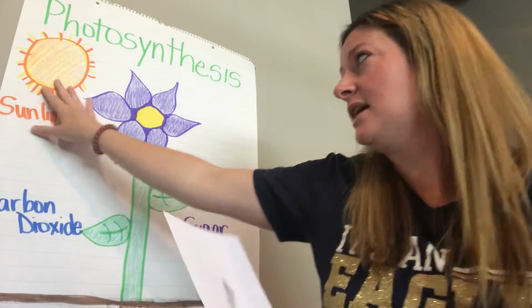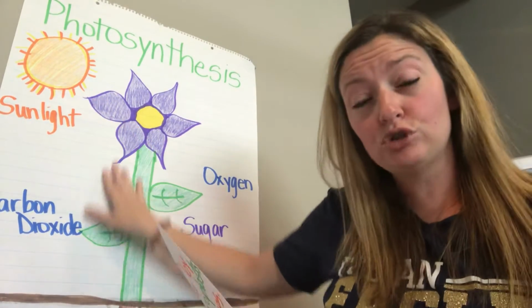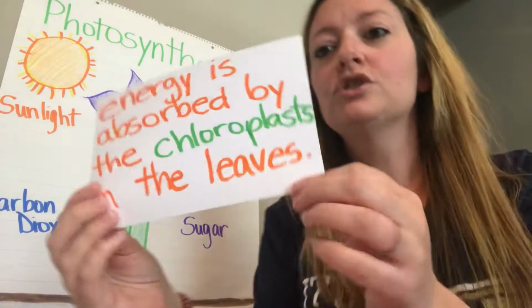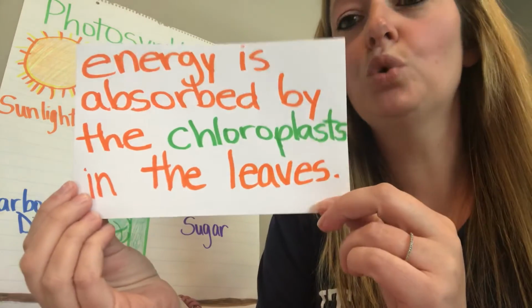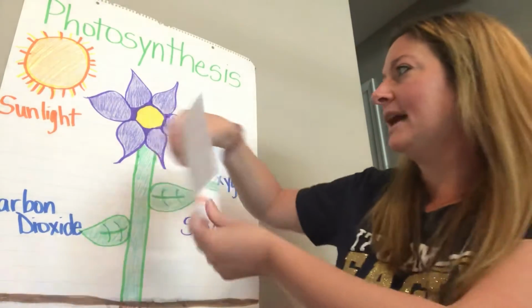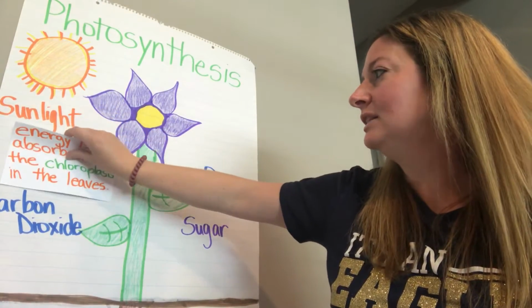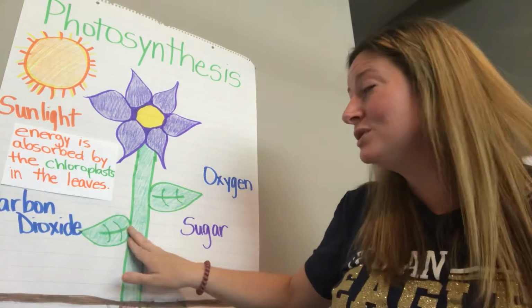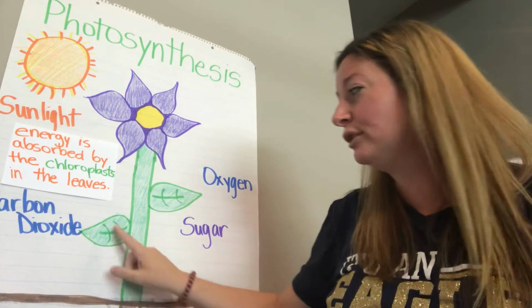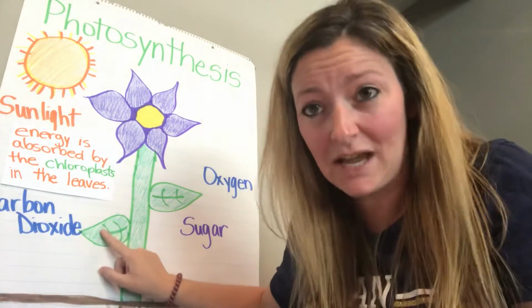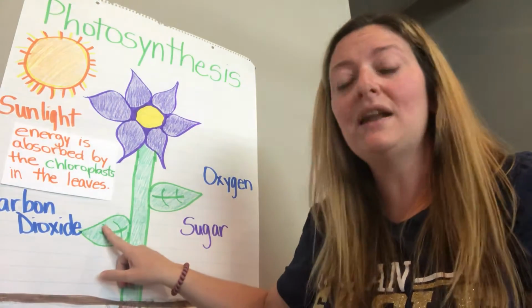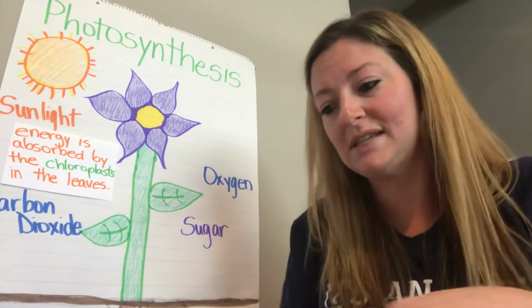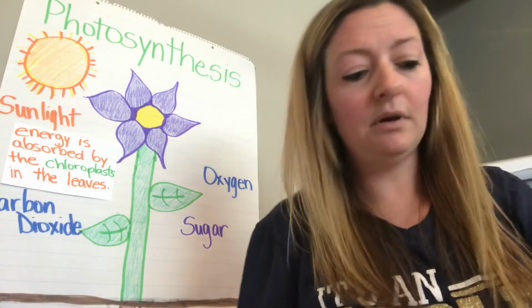Great, this sun actually gives energy to this plant. So the energy is absorbed by the chloroplast in our leaves. That energy gets absorbed into the leaves and gives it to the plants. Chloroplasts are tiny, tiny little structures on the leaves that help the plant go through the process of photosynthesis.